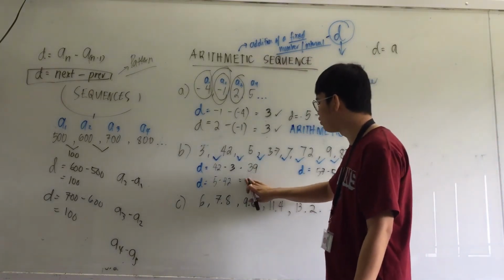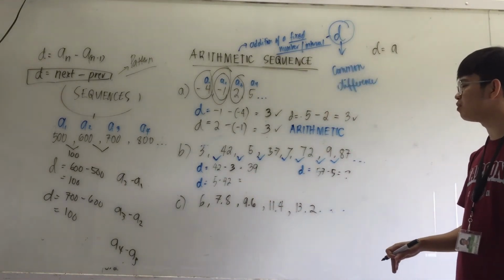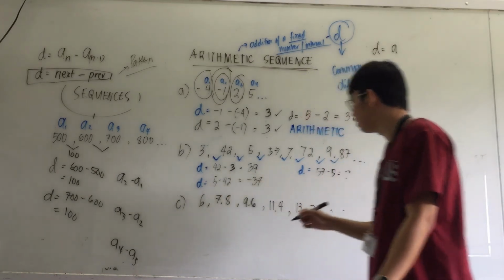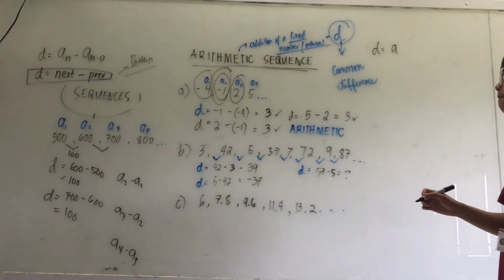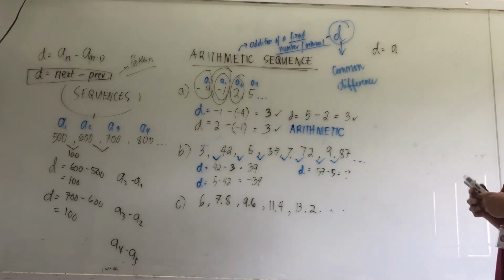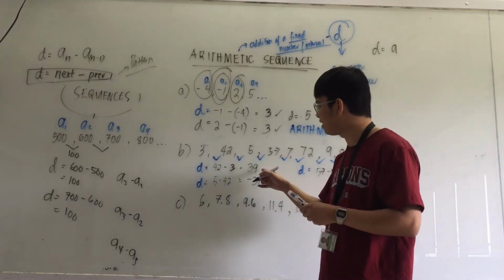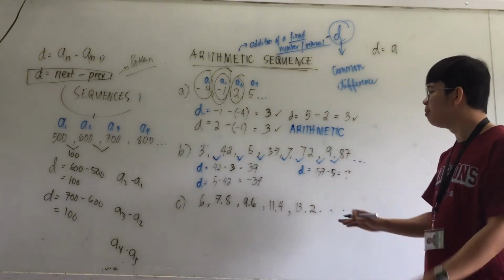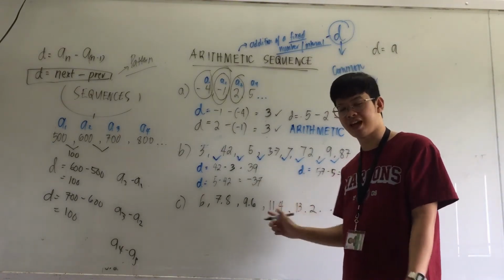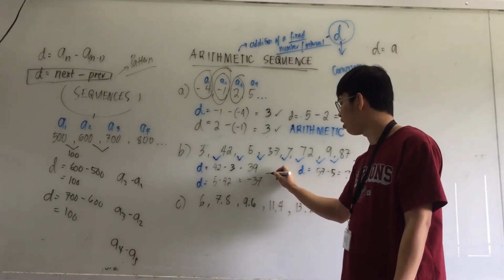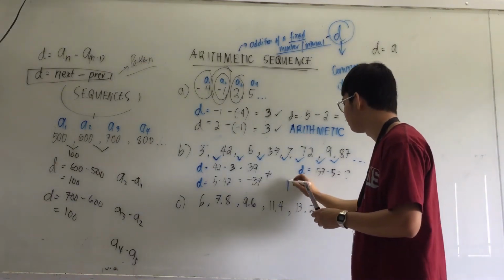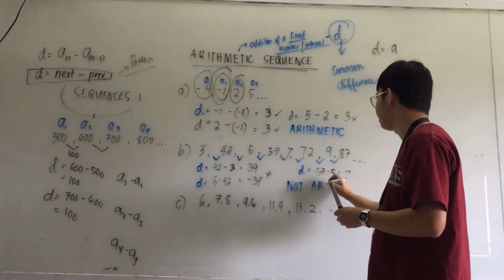Okay. What about 5 minus 42? This becomes negative 37. Correct? Am I right? Negative 37. Yes, correct. Now, since you know that 39 and negative 37 are not equal, there's no need to continue here because we all know that this is not really working. They are not equivalent. They are not equal. Therefore, the sequence is technically not arithmetic.